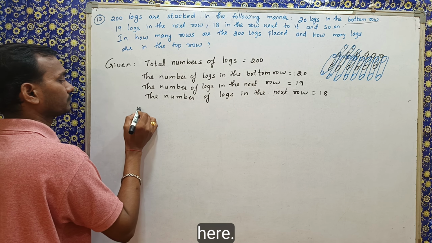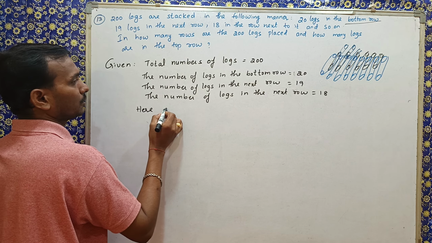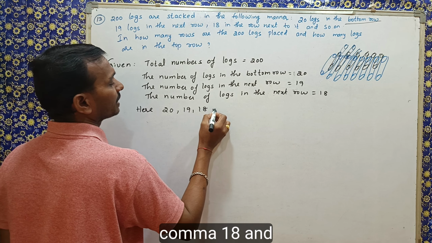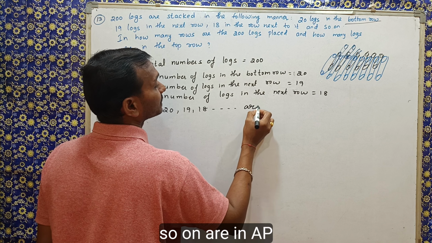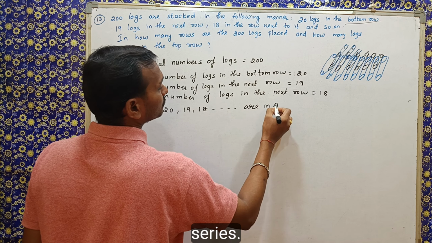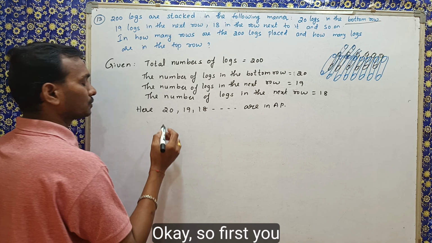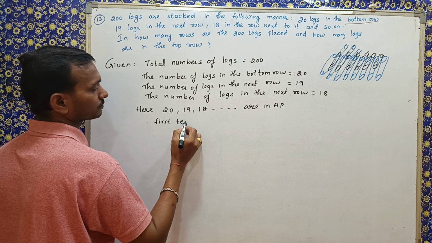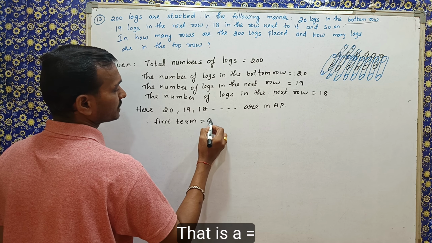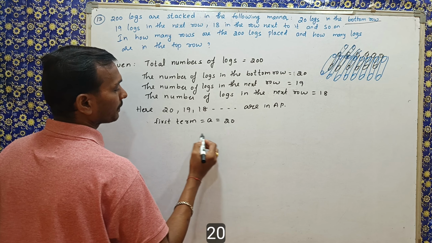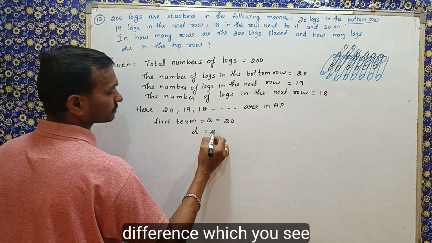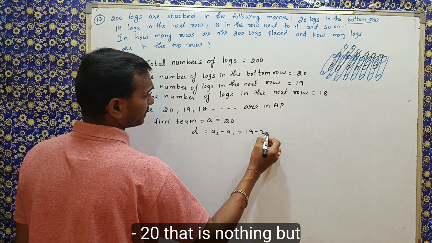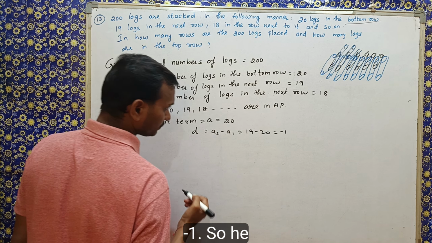So here 20, 19, 18, and so on are in AP series. Okay, so first term వచ్చేసి that is a is equal to 20. Difference వచ్చేసి a2 minus a1, that is 19 minus 20, that is nothing but minus 1.